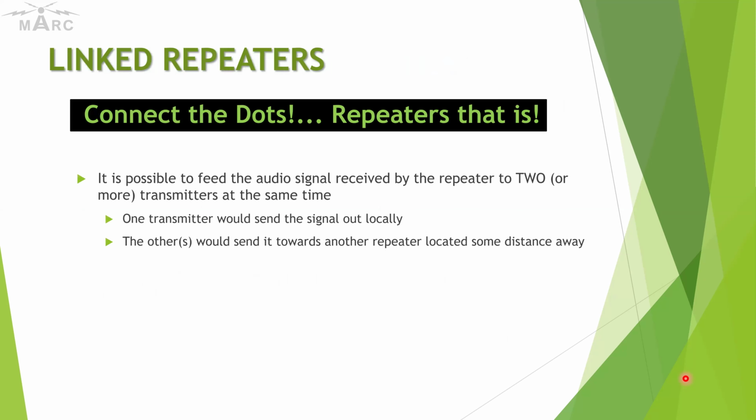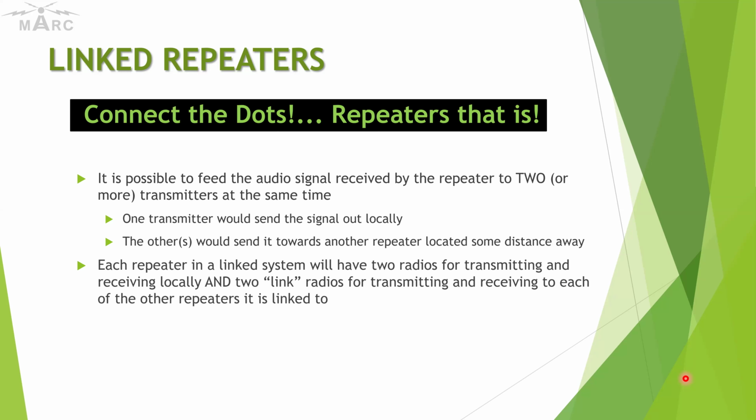Now, we talked about linked repeaters. We can also connect repeaters, and that's called linking a repeater. So one transmitter will send and receive and send its signal to another repeater site hundreds of miles away. We use Yagi antennas to focus the beam so that we can hit the long distances.